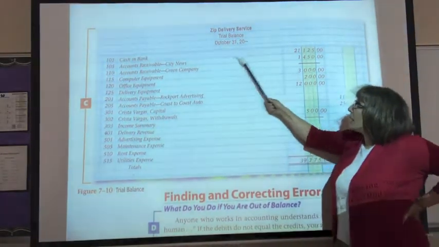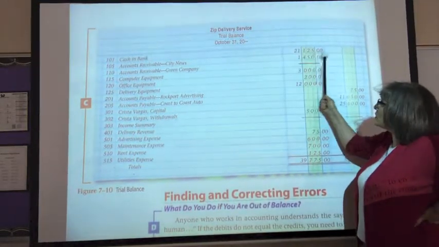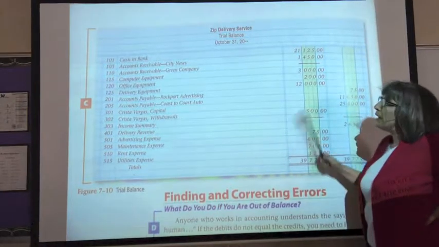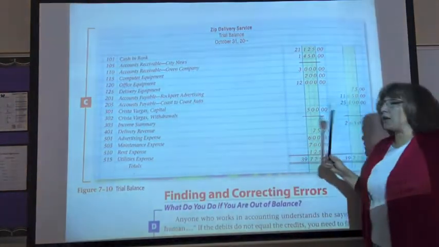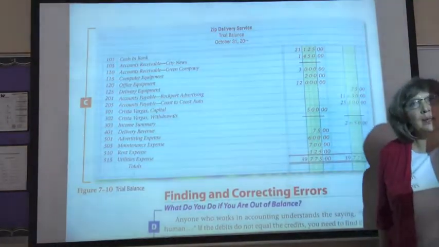And then I said, over here, if it is a normal debit balance, I want you to write the balance of that particular account. So all of your assets were on this side. And then if it had a credit normal balance, I wanted you to write them over here. Well, voila, that's what a trial balance is.